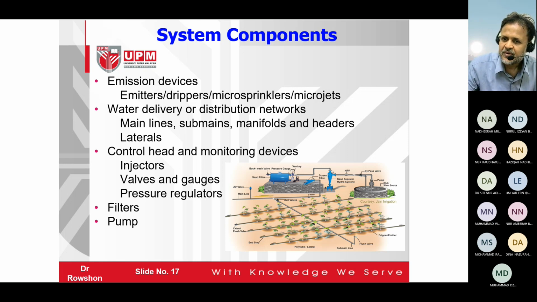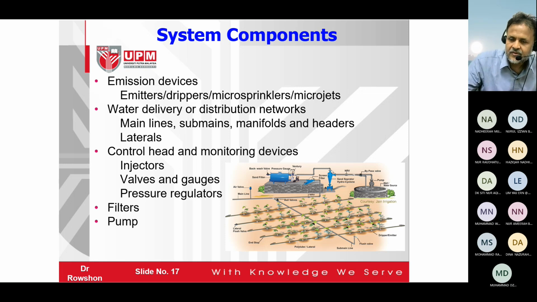Now water is in the pipeline, but it doesn't come to the crop or soil. That's why we have the emitter. The emitter is installed at every plant. This is the plant, right? So the emitter is installed here. Let's say I use a different color. The emitter is installed on this pipeline, beside the plant.